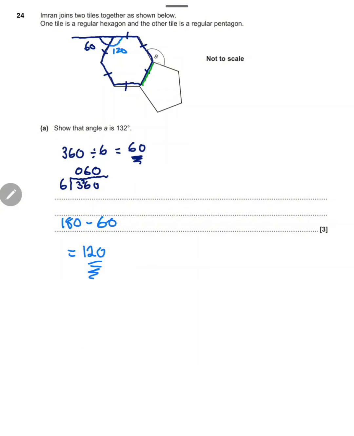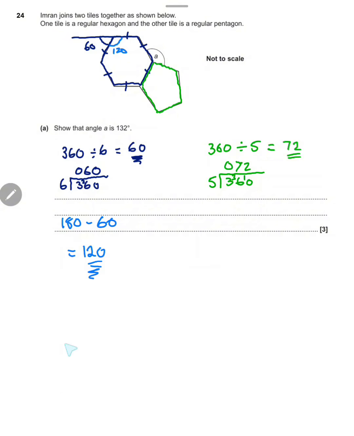Let's do the same thing for the 5-sided shape. I'm going to do 360 divided by 5. So it's how many 5s into 360. 5s into 3 is naught remainder 3. 5s into 36, well, 5 7s are 35, so it'll be 7 remainder 1. And 5s into 10 is 2. So 360 divided by 5 is 72.